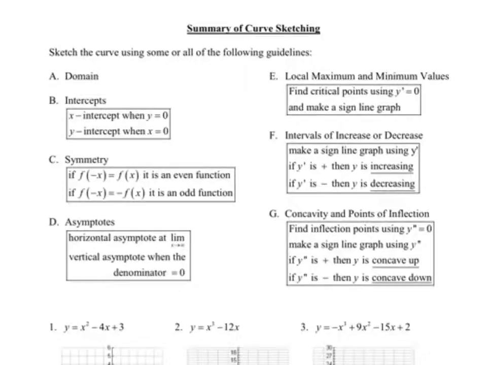Summary of curve sketching. Now here we're sketching curves. That means that the graphs that you're drawing do not have to be exact. They're just sketches. And here we're looking at a bunch of different tools that you can use in order to sketch a curve. You have domain, intercepts, finding symmetry of a graph, finding the asymptotes, finding local maximum and minimum values, finding out where the graph is increasing or decreasing, and finding out the graph's concavity.